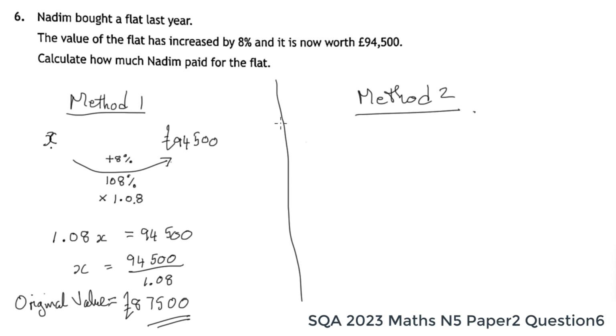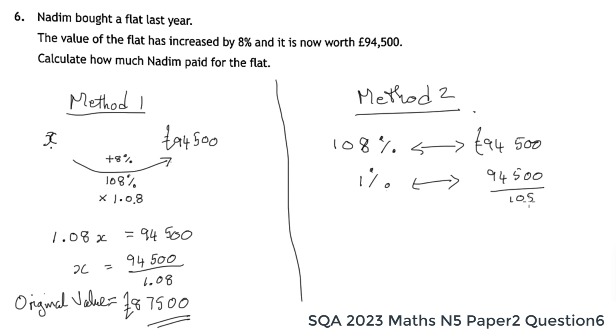In this method we say, well, okay, we've got a flat that's now worth 94,500, and that's after 8% was added. So 108% of the value is now 94,500. So what would 1% be? If 108% is that, 1% would be a 108th of that. We divide by 108. So 1% would be worth whatever that comes to.